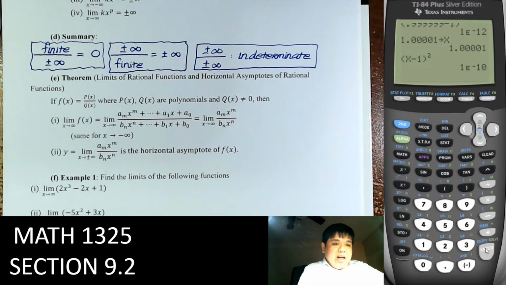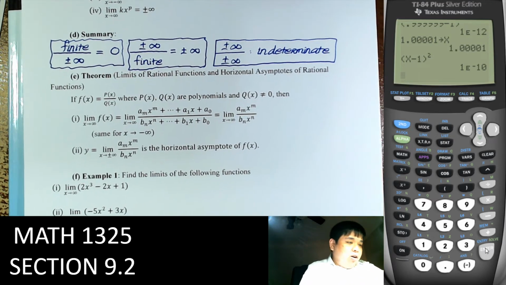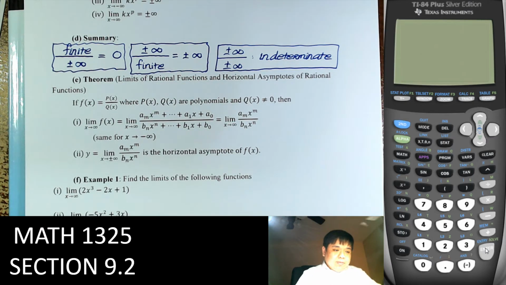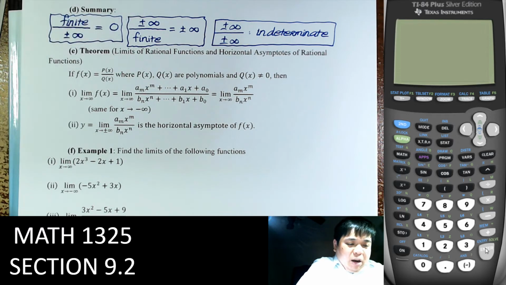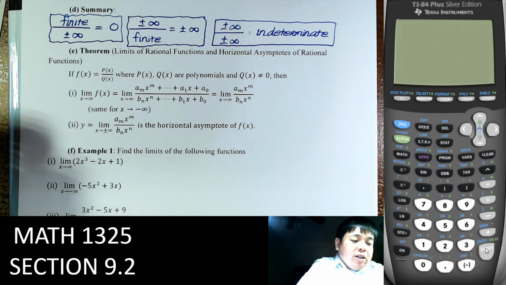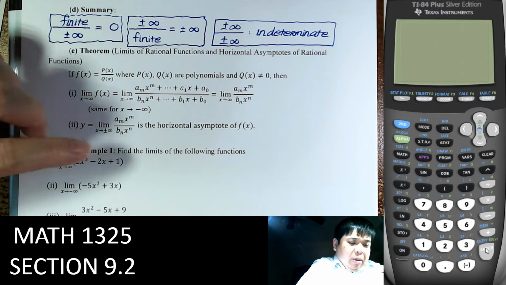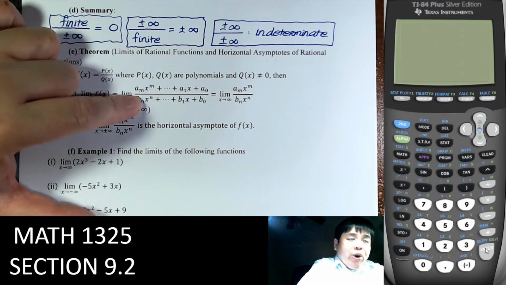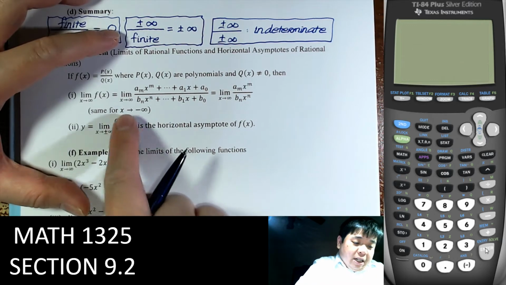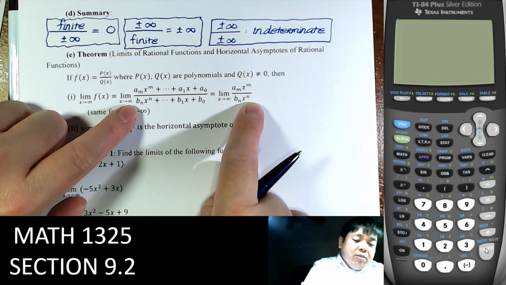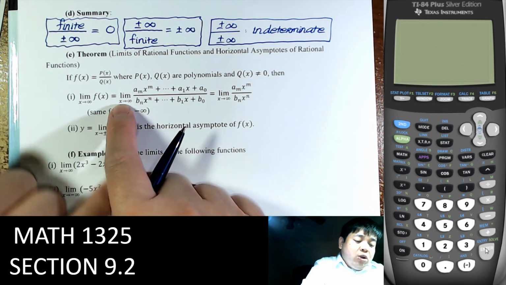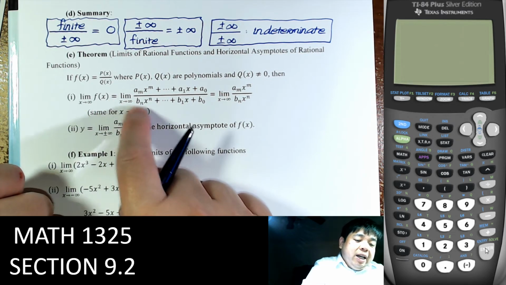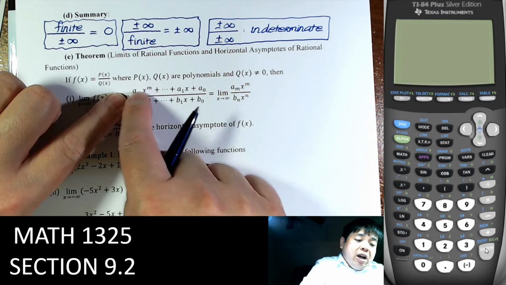Now, how do we find the limit? And subsequently, how do we find the horizontal asymptote? Now we just focus on the asymptote or the limits of the rational function. When we have a polynomial divided by another polynomial, and x goes to positive or negative infinity, it doesn't matter. Only the highest power term matters.